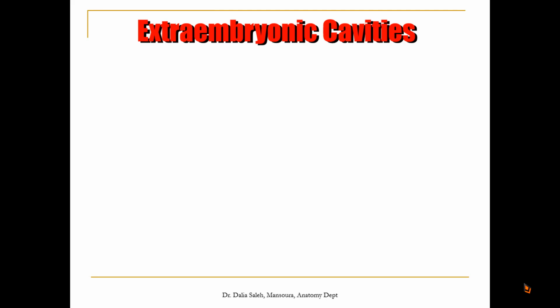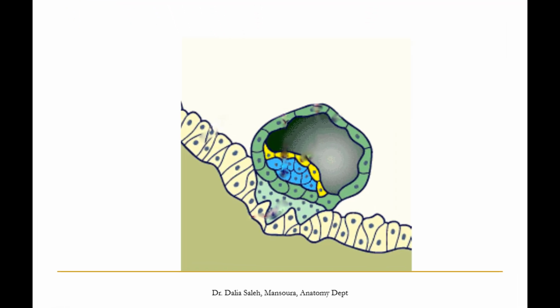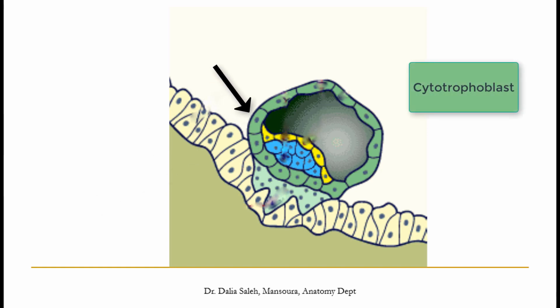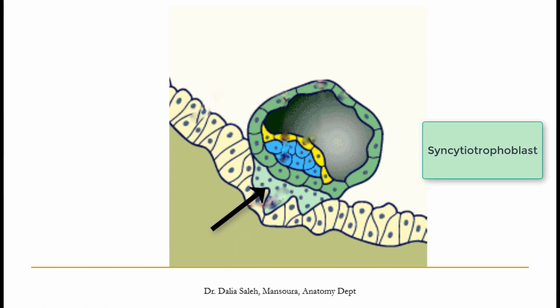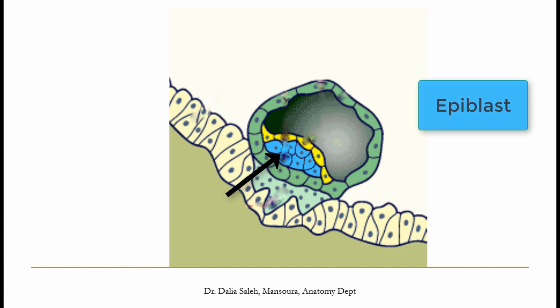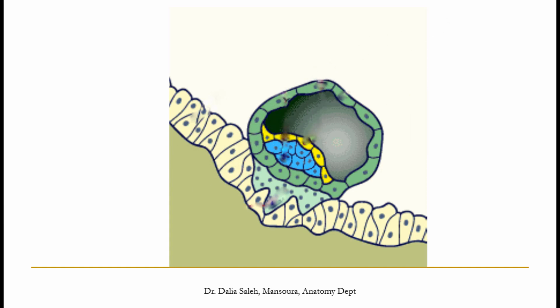First, let's see how the extra-embryonic cavities develop. If we look at this sample picture, this is the endometrium of the uterus. The outer trophoblastic layer is formed of two layers, cytotrophoblast and syncytial trophoblast, and the inner cell mass is formed of two layers, epiblast and hypoblast. Near the hypoblast there is a cavity that develops that is important for transmission of the nutrition to the inner cell mass. It is the blastocele.